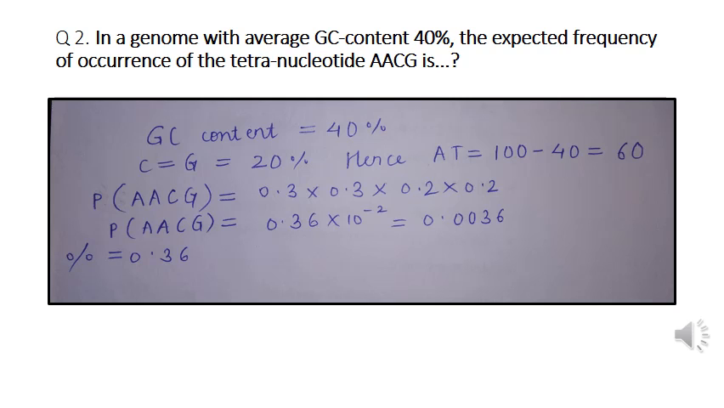So you get the probability, that is 0.0036. One thing to keep in mind is that probability will always be less than 1. Suppose you are told to calculate the percentage, then you just multiply the given probability or frequency by 100. So you will get the percent of this tetranucleotide as 0.36%.